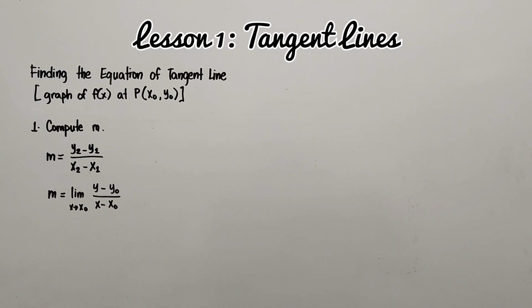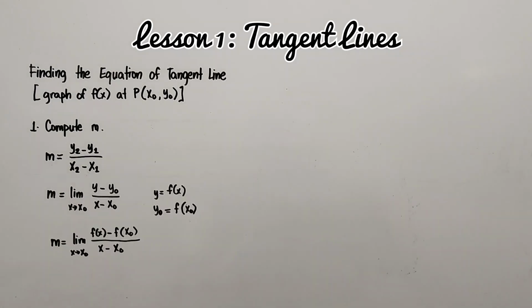We change y sub 2 and x sub 2 by y and x respectively, and the y sub 1 is our y sub 0 and the x sub 1 is the x sub 0. And since y equals f of x and y sub 0 equals f of x sub 0, we will substitute those equivalents. So our slope now becomes the limit of f of x minus f of x sub 0 all over x minus x sub 0 as x approaches x sub 0. So we will be using this formula in computing the slope of the tangent line.